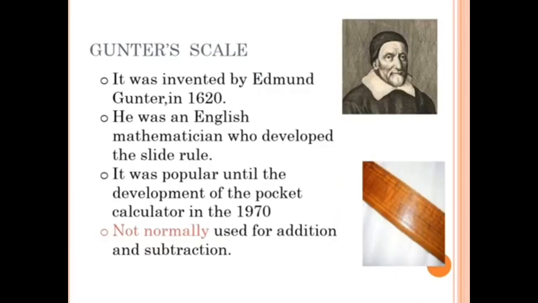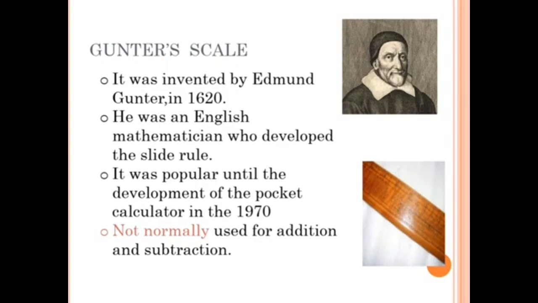Our next device is the Gunter Scale. It was invented by Edmund Gunter in 1620. He was an English mathematician who developed the slide rules. It was popular until the development of the pocket calculator in the 1970s. Before the pocket calculator, they had to use this slide rule. This device is not used for addition or subtraction; it is used for multiplication and division purposes only.